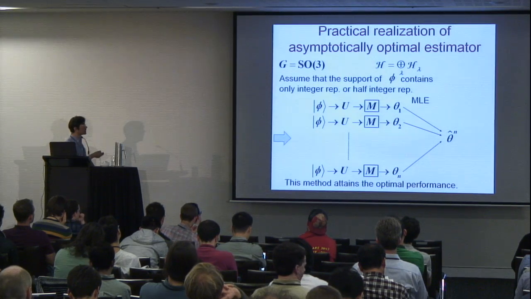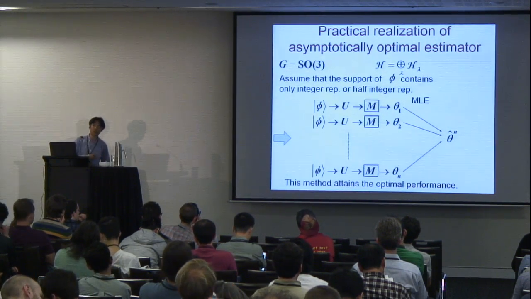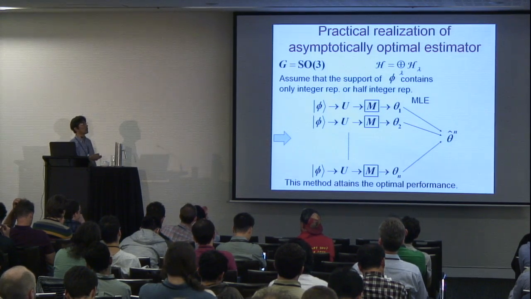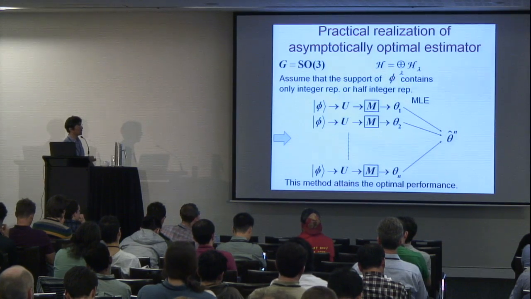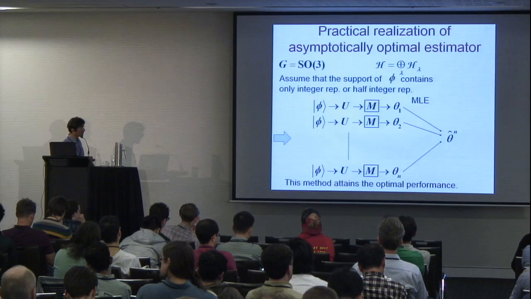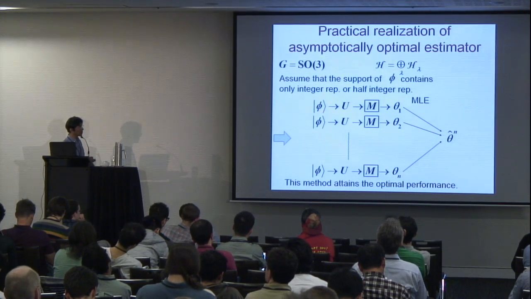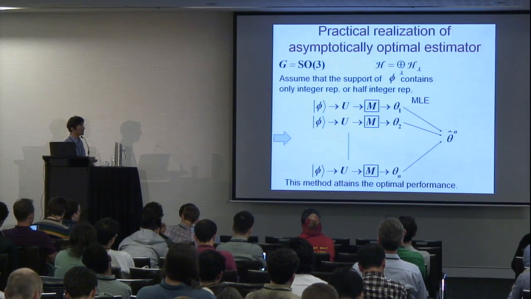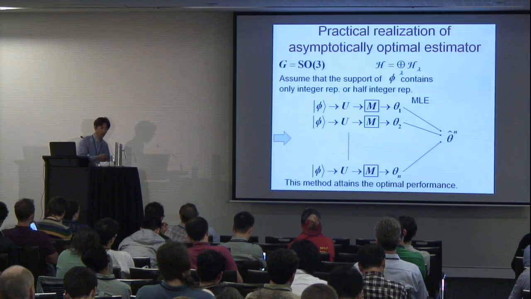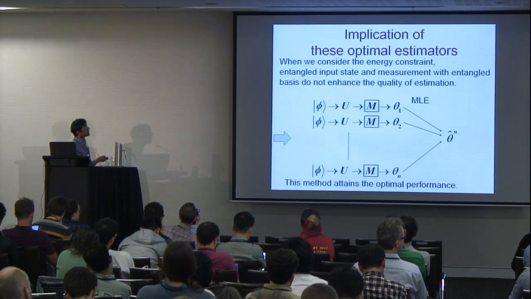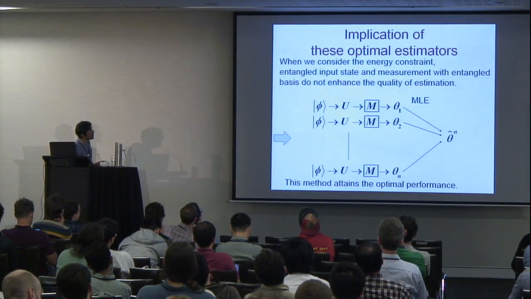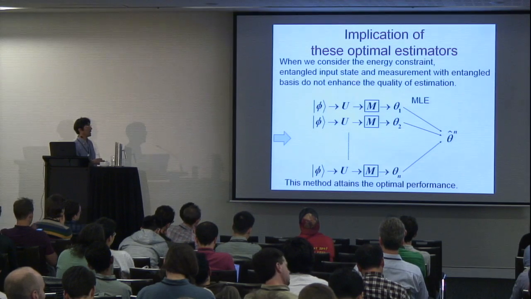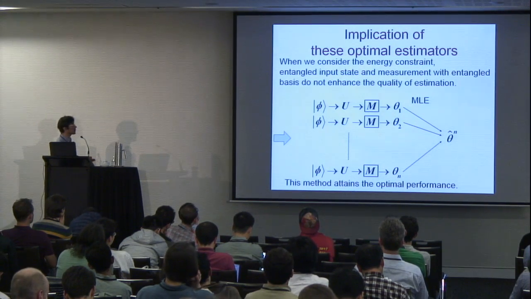Also in the case of SO3, it's very easy. It is enough to consider the one half case, a two-dimensional system, or the three-dimensional case. The maximum weight is 1. So it is enough to use only a single representation. You apply unitary, and we apply a covariant measurement, repeat the same process, and we apply MLE from the n data. Then this method attains the optimal performance in the first order coefficient. In that sense, we don't need any entanglement. So entanglement never enhances the quality of estimation in our setting. This is the message.